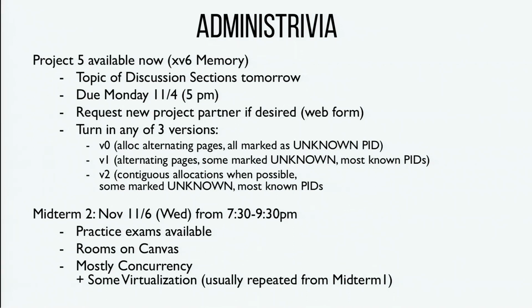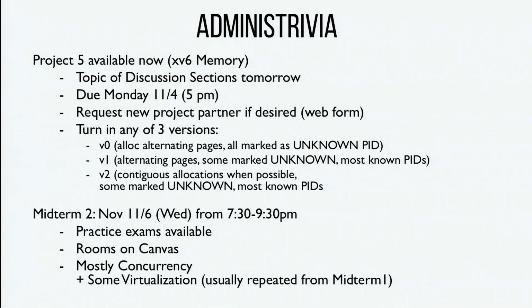Okay? So the first version, version 0, the idea of that one was you just allocate every other page of physical memory to processes. And you just have to make sure it's every other page of physical memory because they each have to have that buffer page in between them. And you just mark all of them as you don't know what process they belong to. So that's like the easiest level to get done.